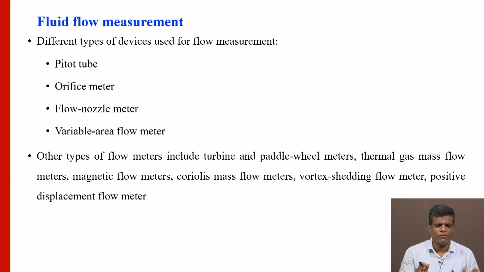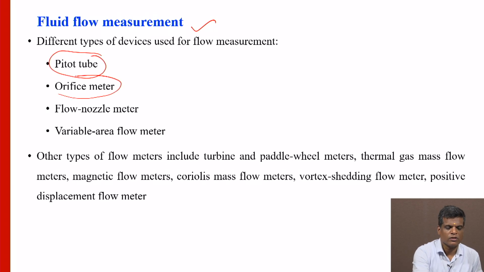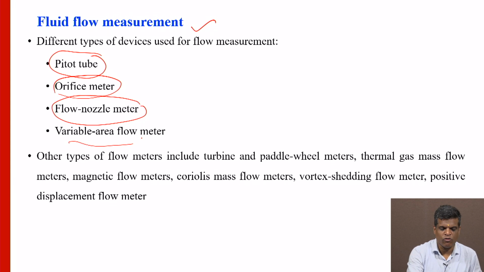So what are the different types of fluid flow measurement devices we are using here? One is the pitot tube, that's a standard one. Then the orifice meter, then the flow nozzle meter, and finally the variable area flow meter. These are the devices we always use to measure flow in chemical or industrial processes.